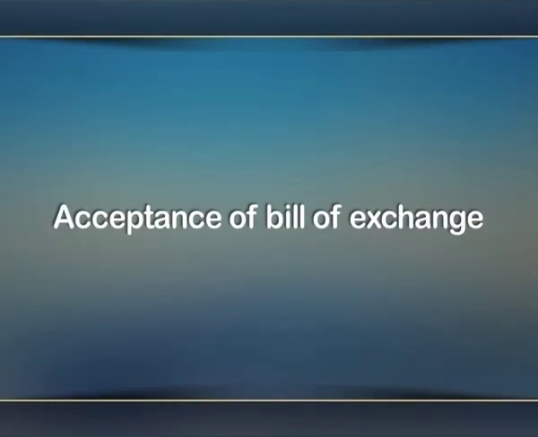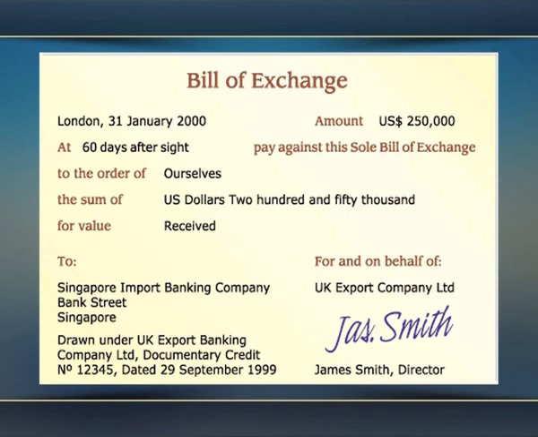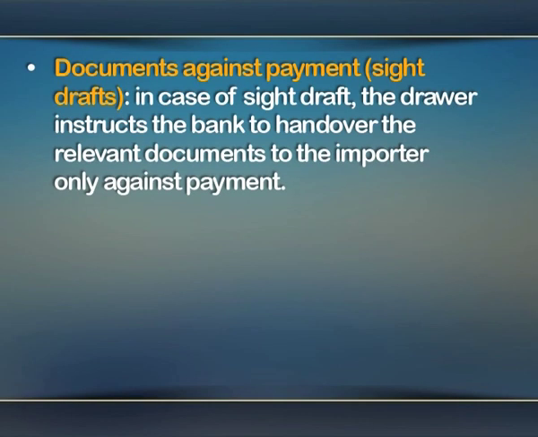The bank then sends the bank certificate and the attested copies of commercial invoice to the exporter. Acceptance of bill of exchange. Bill of exchange accompanied by the documents is known as documentary bill of exchange. It is of two types: documents against payment, or sight drafts.